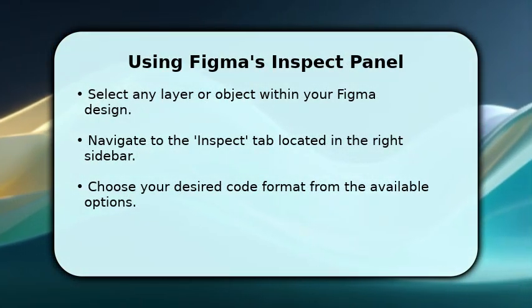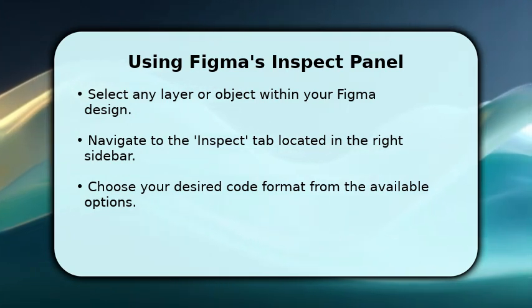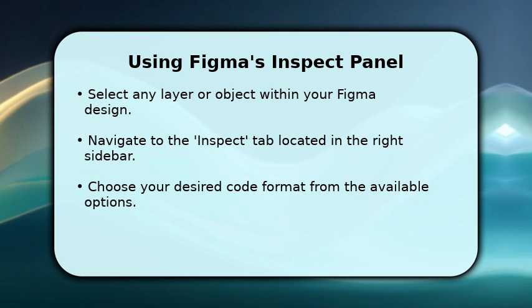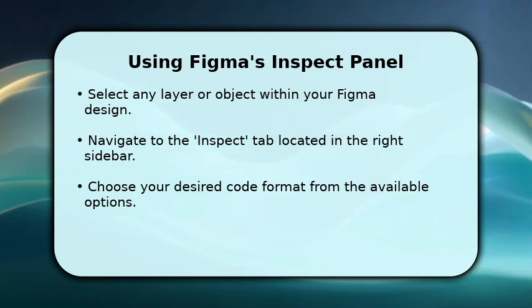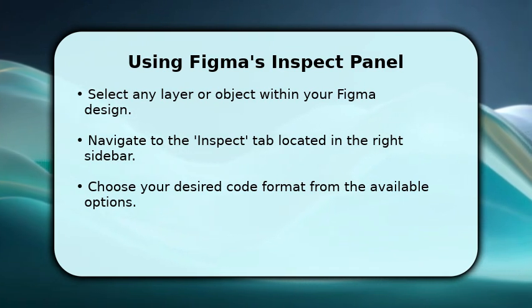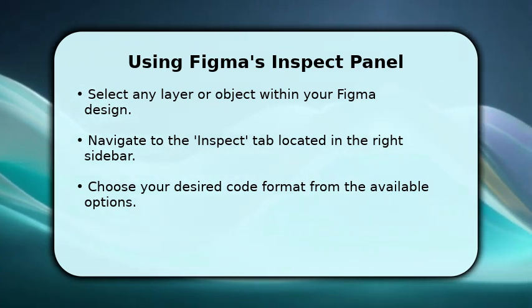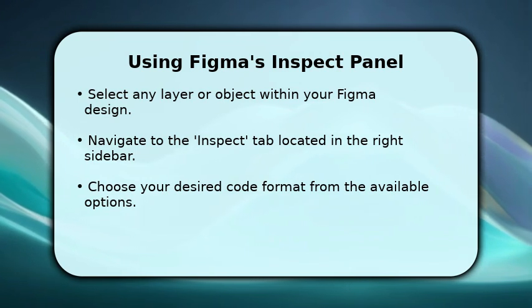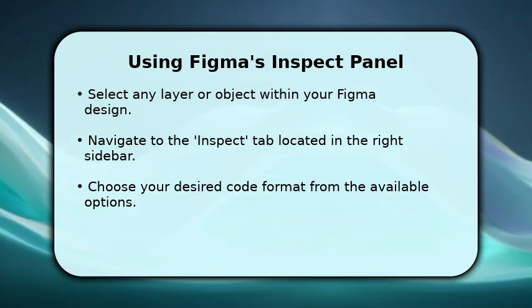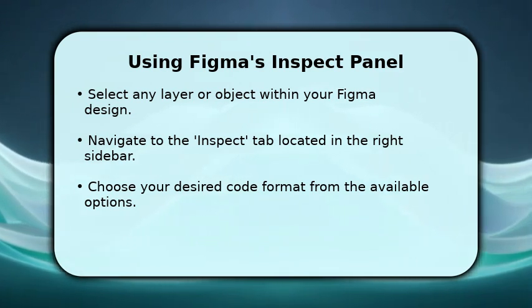Figma's Inspect panel is your primary tool for extracting code. Simply select any design element, like a button or text box, and then click on the Inspect tab. Here, you will find automatically generated code in formats such as CSS, iOS, and Android. This feature provides developers with exact measurements, colors, and typography, making it straightforward to translate visual designs into functional code with just a few clicks.